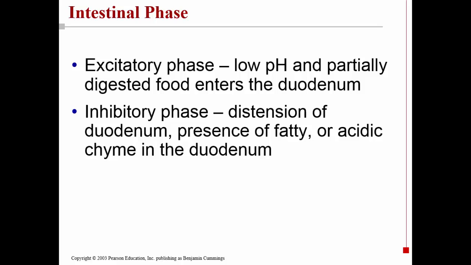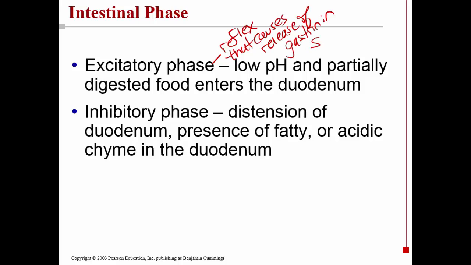Well, let's talk about this, because this intestinal phase begins as partially digested food begins to fill the duodenum, the first part of the small intestine. And there are 2 phases, the excitatory and the inhibitory. These are 2 different reflexes. The excitatory phase is when a reflex occurs that causes the release of gastrin in the stomach.